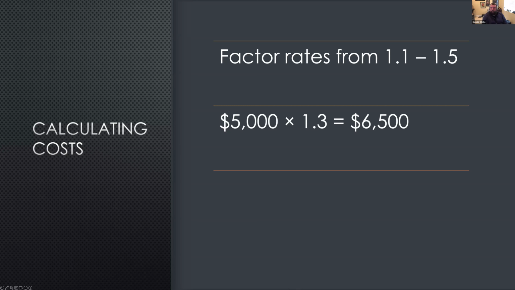$6,500. Some of you can see this too. This is 30% interest, right? So the 3 right here, if you drop everything before the decimal, this is 30% simple interest. That's another way to look at it. If it's a 1.2, it's 20% interest. If it's a 1.25, it's 25% interest. Simple interest, not an APR, because there's technically no term. We can't calculate an APR on this product because there's no annual term.